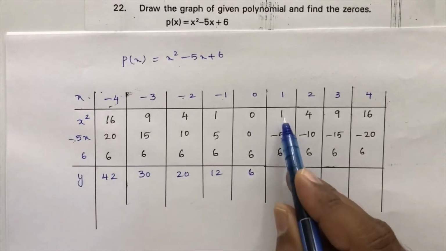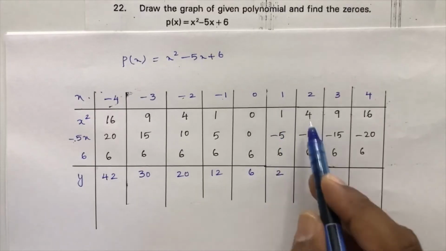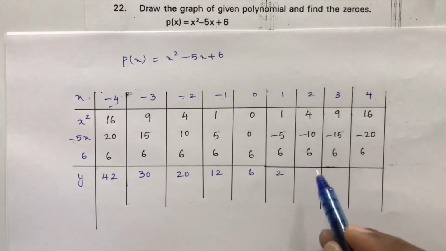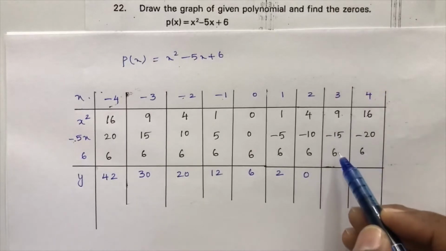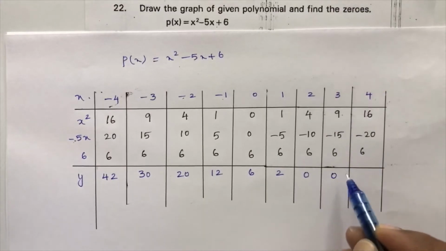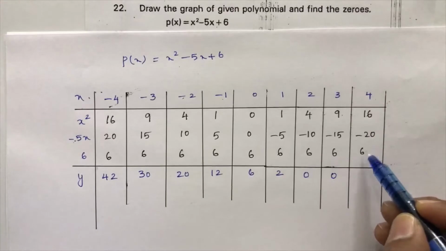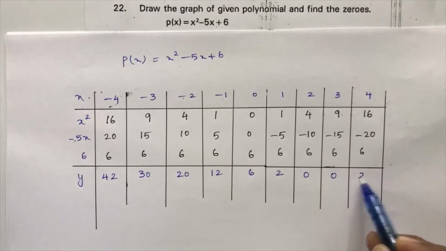Next, 6 plus 1 is 7, 7 minus 5 is 2. 4 plus 6 is 10, 10 minus 10 is 0. 9 plus 6 is 15, 15 minus 15 is 0. 16 plus 6 is 22, 22 minus 20 is 2.